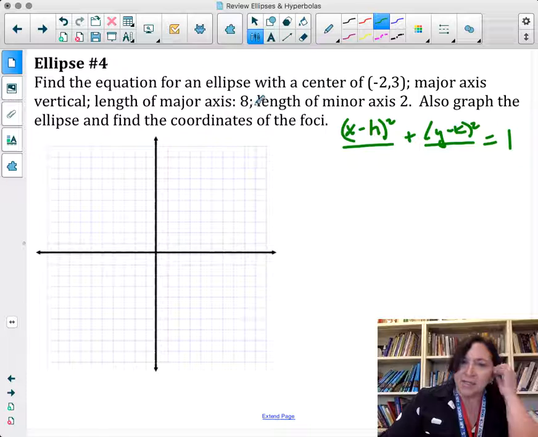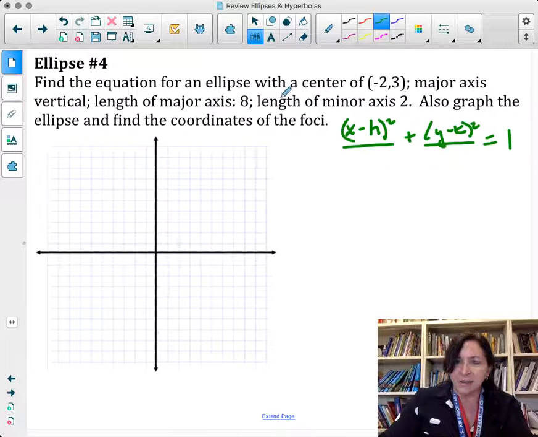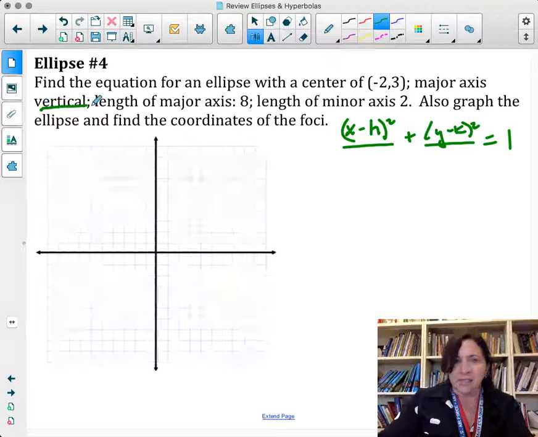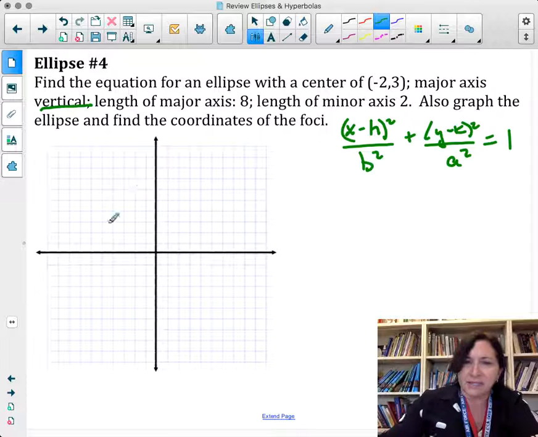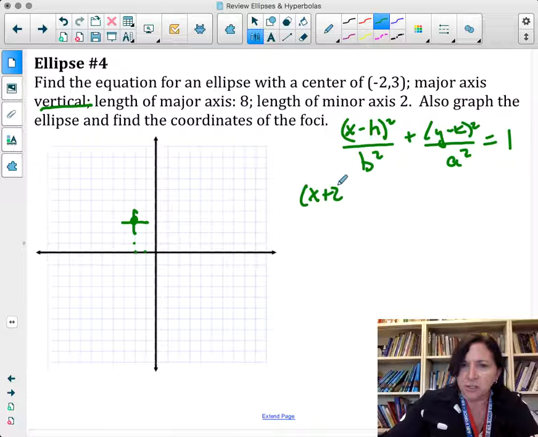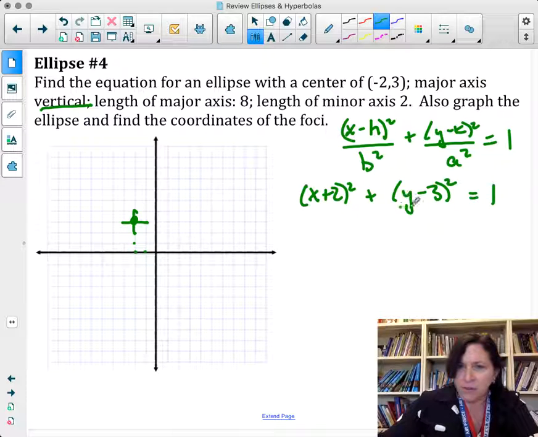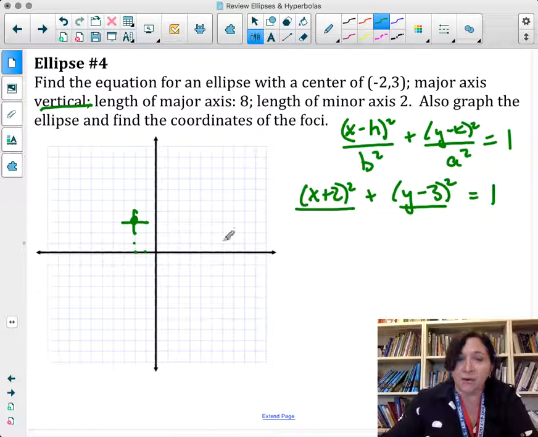It says the length of the major axis is a, that didn't tell us yet, but it did say the major axis is vertical, which means that this is going to be my a squared and this will be my b squared. It says that the center is at -2, +3. 1, 2, 3. So there's my center. Okay, so that means it's going to go like that. So far, I actually know that I have (x + 2) squared plus (y - 3) squared is equal to 1. And so these are going to have values underneath.